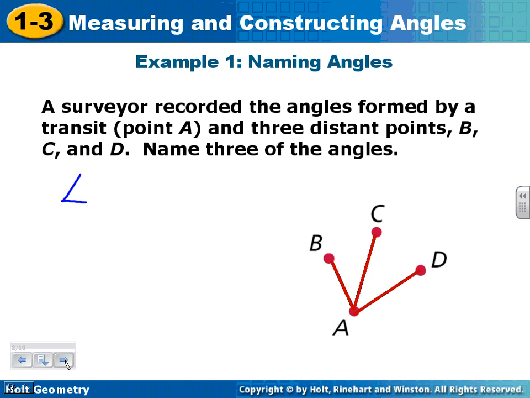One of the small angles, maybe on the left, would be BAC. The vertex is A, or the vertex is the hinge point. That letter A has to go in the middle. A second angle could be angle CAD. A third angle could be the big angle, angle BAD.